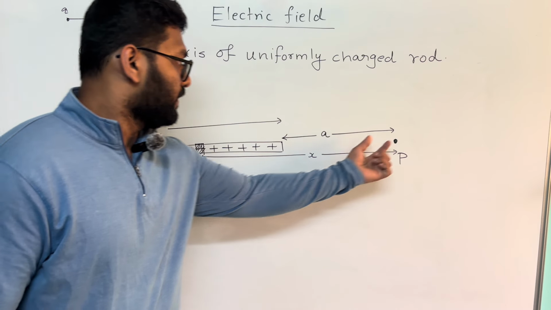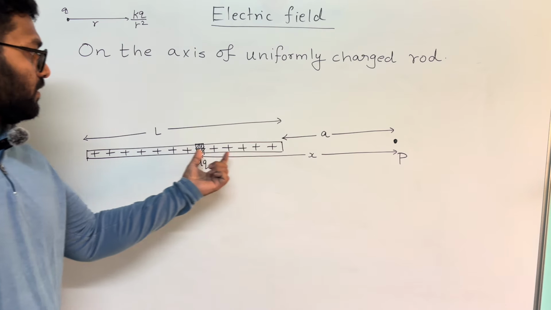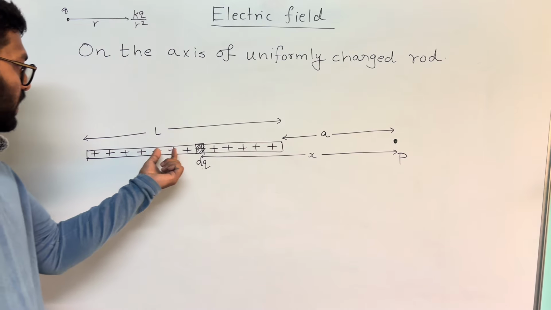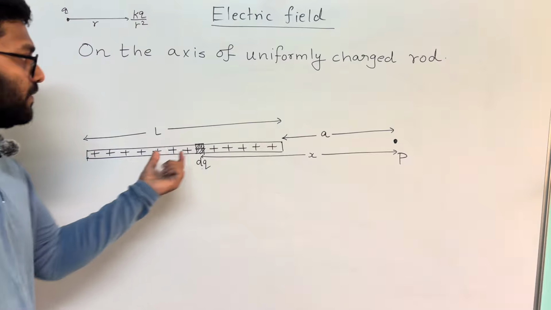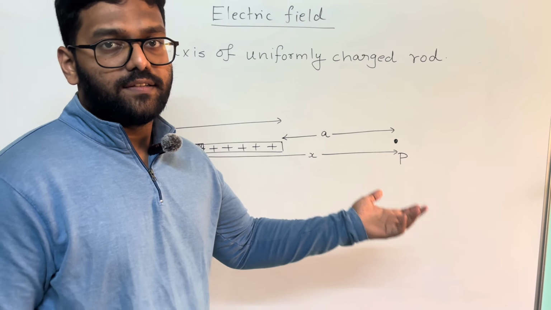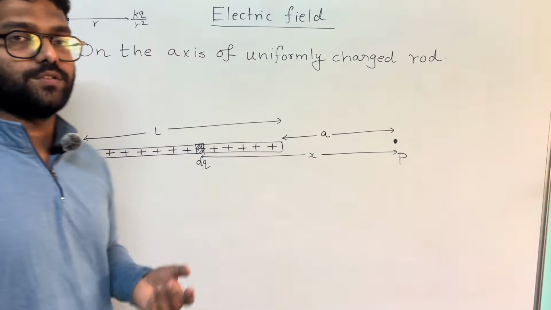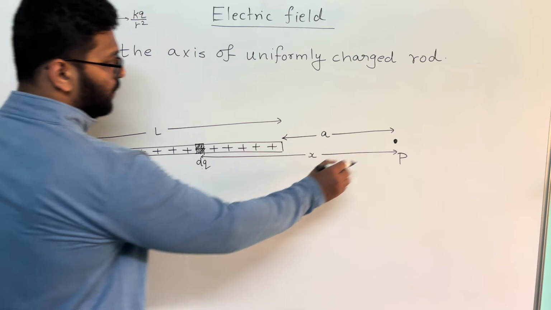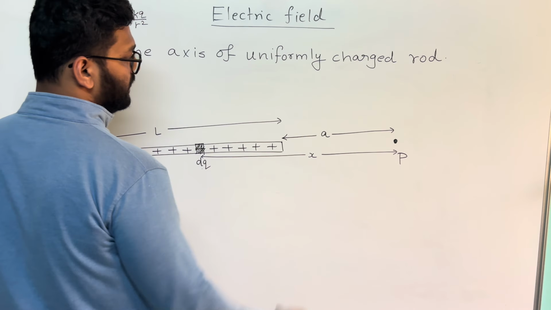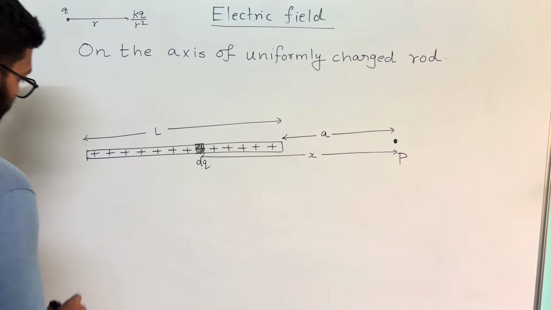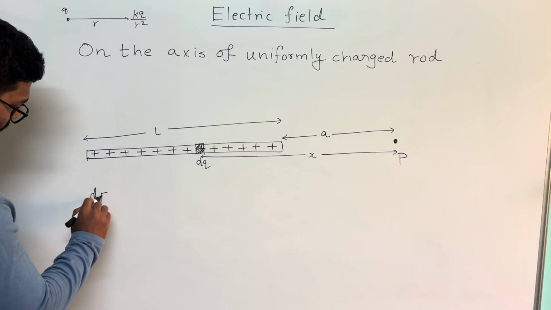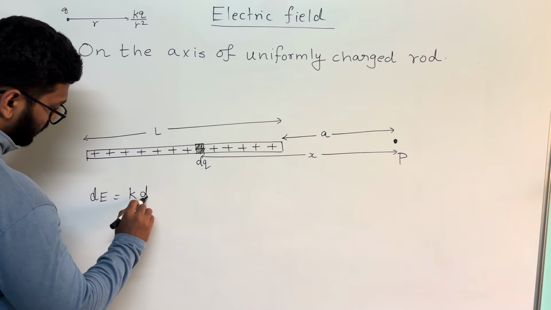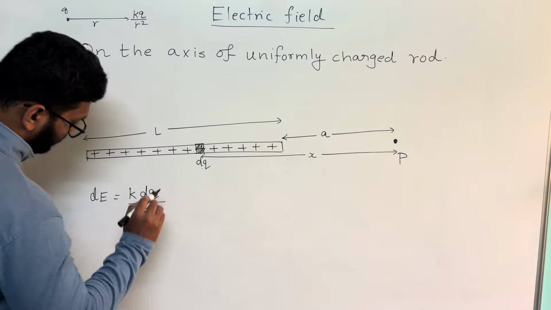Now this dq will have its electric field at point P, and then we will do integration. We will add up the electric fields due to all the dq charges. Adding means summation, and summation for a continuous charge distribution is integration. So let's see what the electric field is due to this dq charge at point P. This dq is at a distance x from point P. That electric field will be dE, of course, because it is due to a small charge dq. It will be k dq by x square.